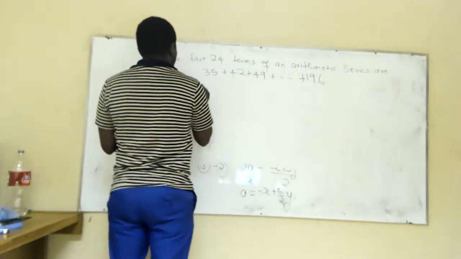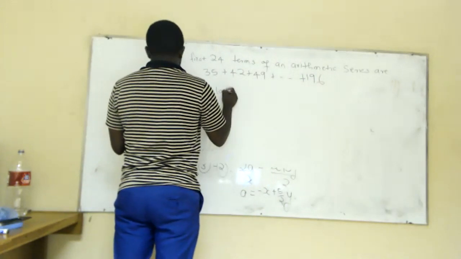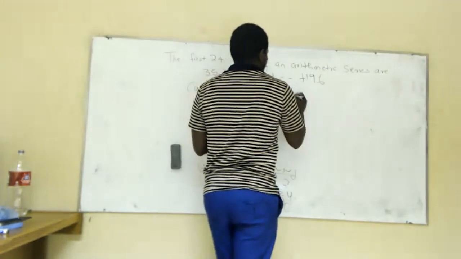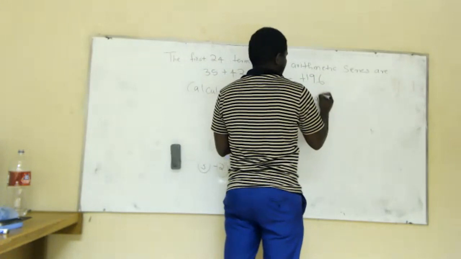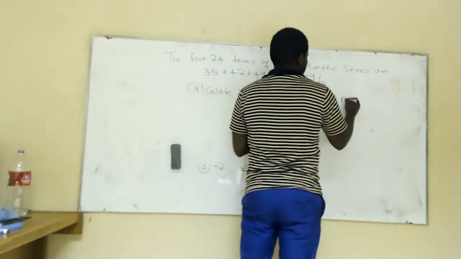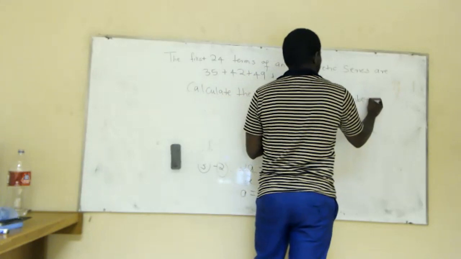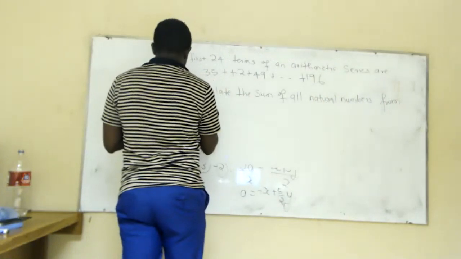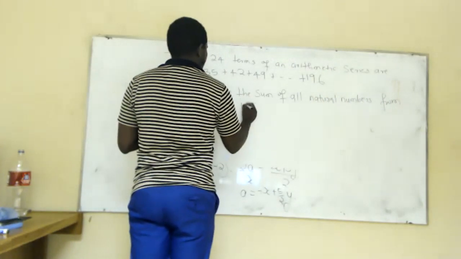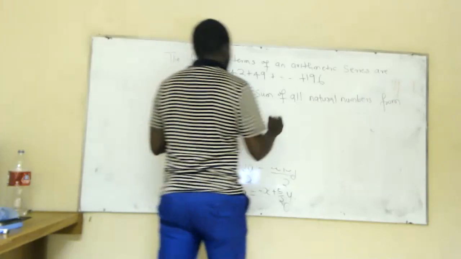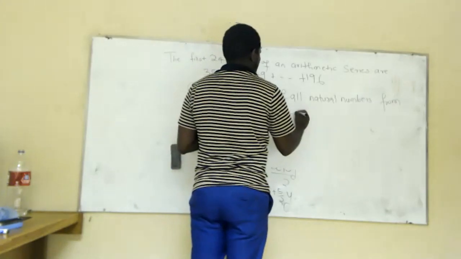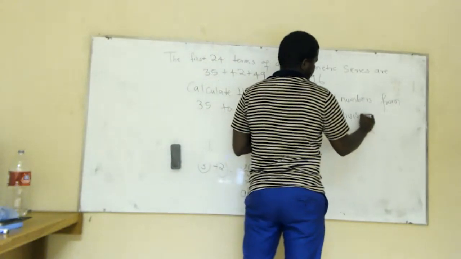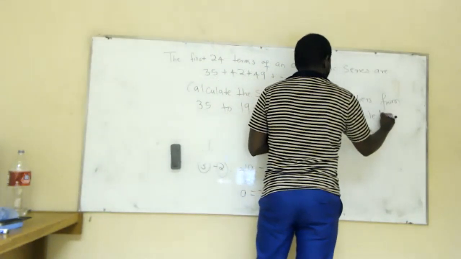So now the question requires us to calculate the sum of all natural numbers from 35 to 196 that are not divisible by 7.